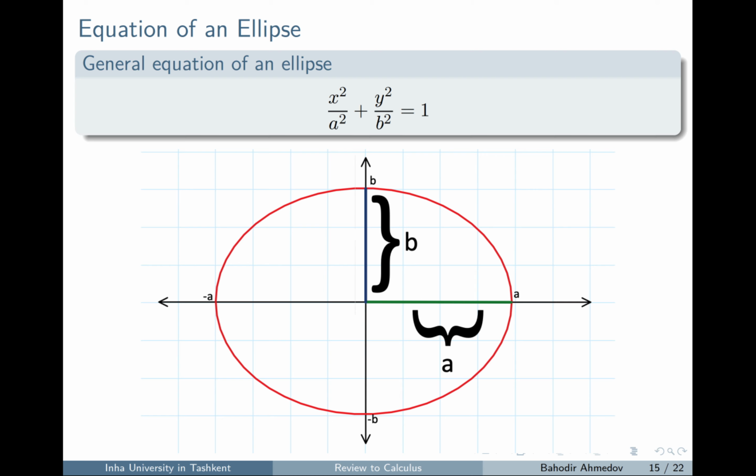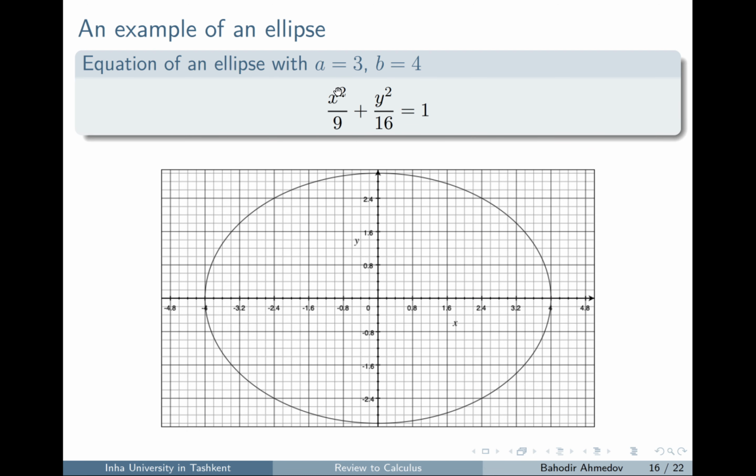So now let's talk a bit about the ellipse. An ellipse is kind of a circle, but the horizontal radius might be different from the vertical radius. So we're going to call A the major axis and B the minor axis if A is bigger than B. So the general equation of the ellipse is x squared over a squared plus y squared divided by b squared is equal to 1. So for example, the equation of an ellipse can be written as x squared divided by 9 plus y squared divided by 16 is equal to 1.